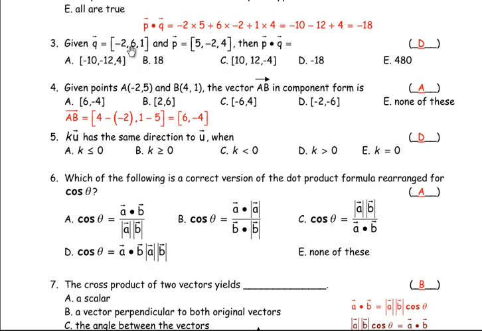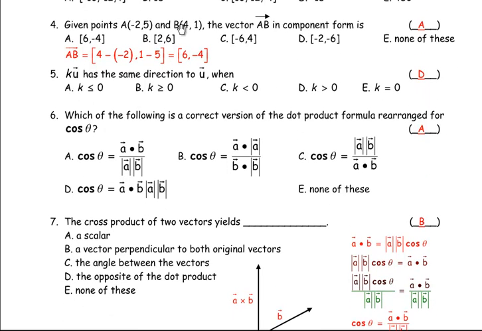For number 3, we're given these two vectors and asked to find P dot Q. Now, P dot Q or Q dot P, doesn't matter, the order would be exactly the same thing. And so we multiply the x component -2 by the x component 5, so -2 times 5, plus 6 times -2, that's the y's, plus 1 times 4 for the z. So that's -10, that's -12, and then plus 4, and that works out to -18.